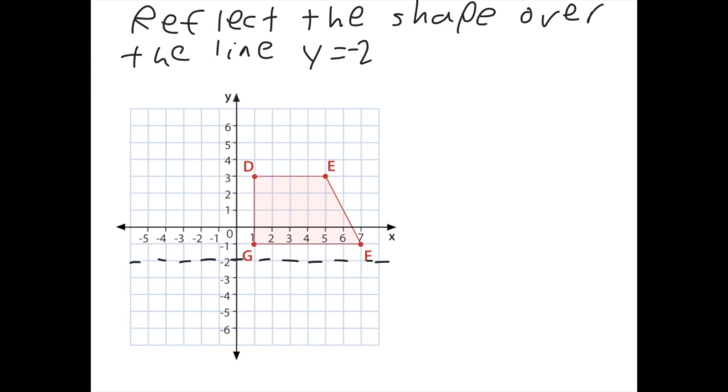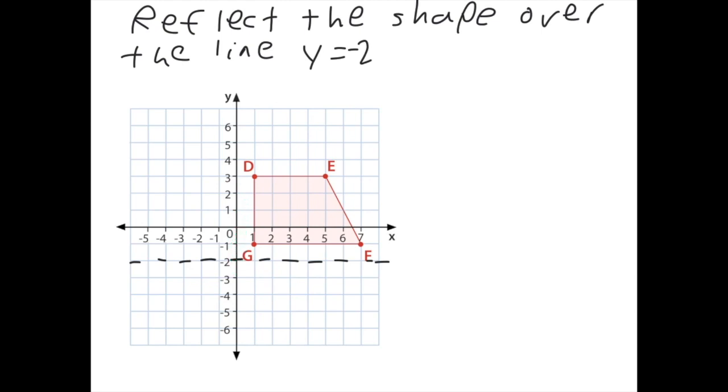Now we want to reflect our quadrilateral over that line. We want to make a mirror image. So the easiest way to do that is look at each of our points and notice how far away each of them are from the line. Let's go in order. We'll start with D. D here is at 3 for the y-axis. So let's see how far it is away from our line. So 1, 2, 3, 4, 5.